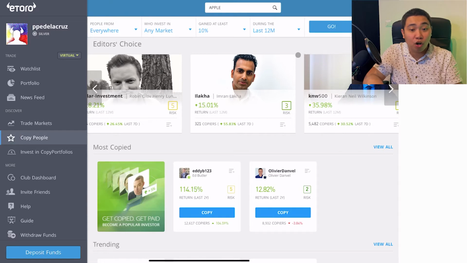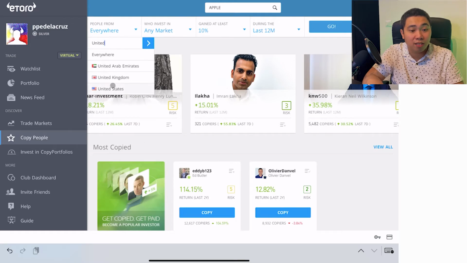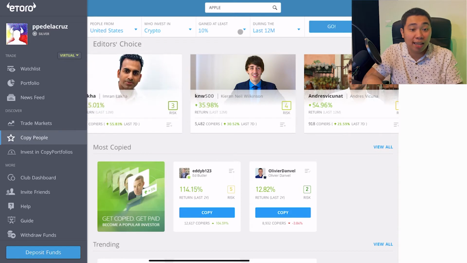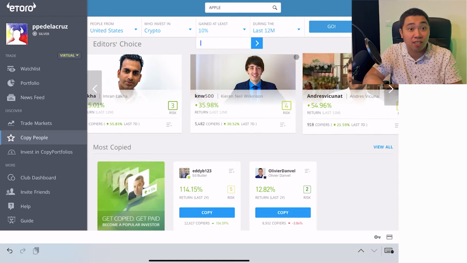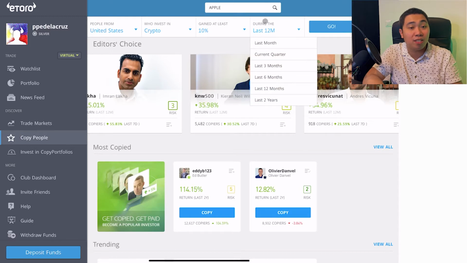On the top part of your eToro screen, you will be able to filter, for example, people from everywhere or on certain markets. So for example, let's say you want to use the United States as a basis. You could also put in who invests in any market, which means all of these different kinds of markets. Or if you want someone who just really places money on cryptocurrencies, then you can just select crypto. You can also select gained at least a certain percentage so that you can already filter them by their success. And you can also put in the time frame that you're looking at. You can select up to 2 years.